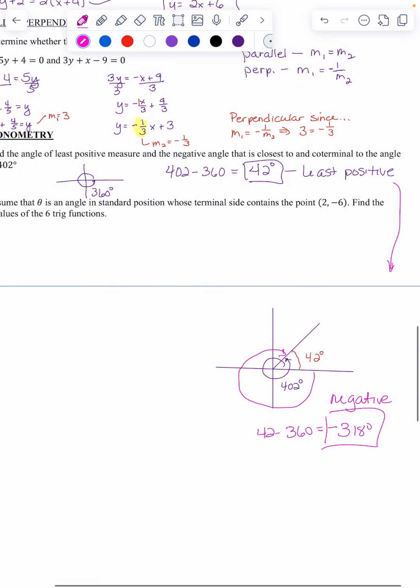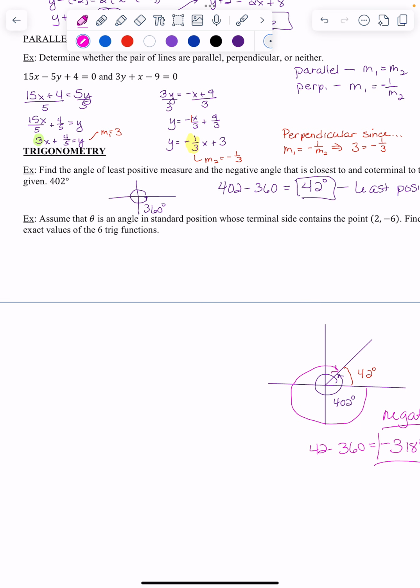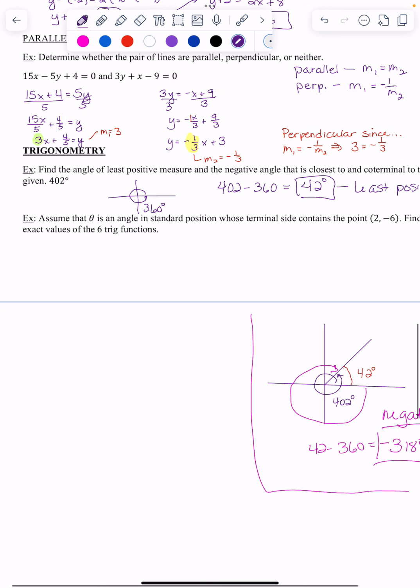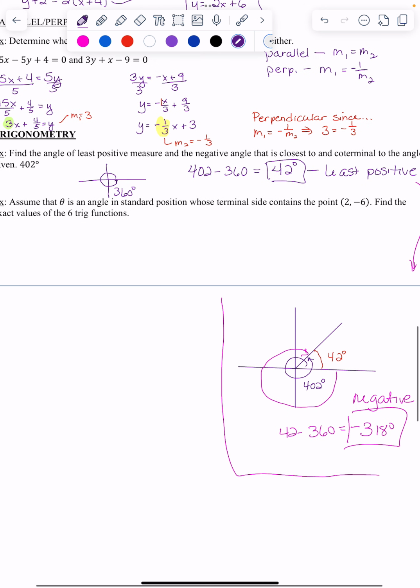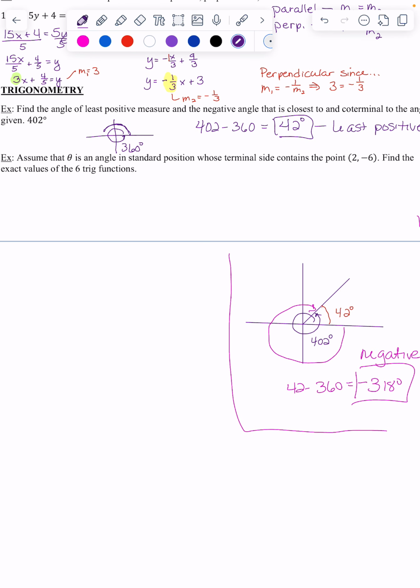Pretty cool. Now, I'm going to cordon this off just so we don't get confused. The next example, I want to assume theta is an angle in standard position. That means that I'm starting right here and going around the circle to wherever I stop, okay? So again, I start right here on the positive x-axis, and I'm measuring to wherever it is. In standard position, it has a terminal side that contains the point (2, -6), and I want to find the exact values of the six trig functions.